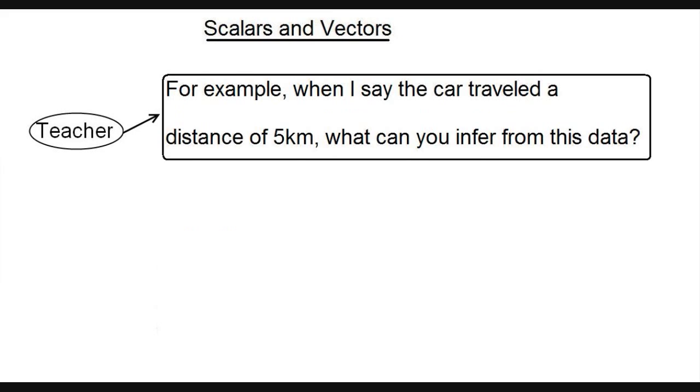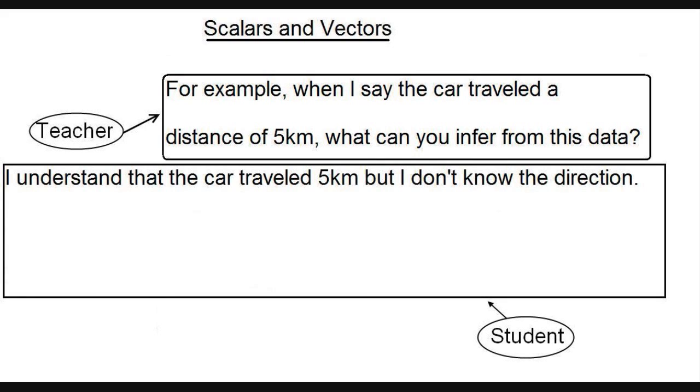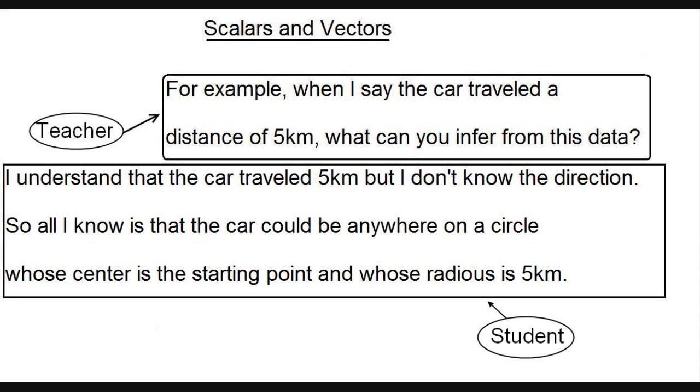For example, when I say the car traveled a distance of 5 kilometers, what can you infer from this data? I understand that the car traveled 5 kilometers, but I don't know the direction. So all I know is that the car could be anywhere on a circle, whose center is the starting point, and whose radius is 5 kilometers.